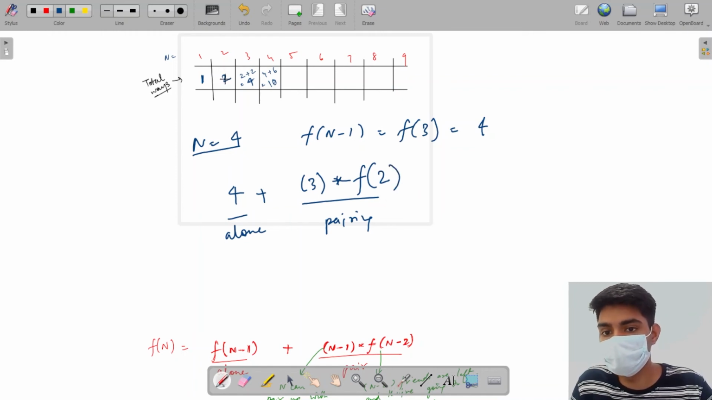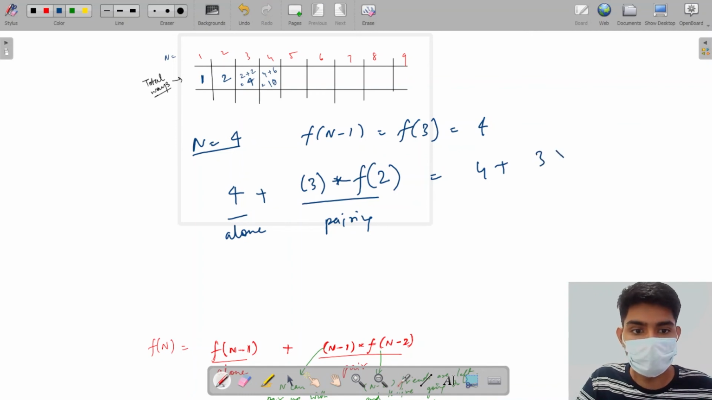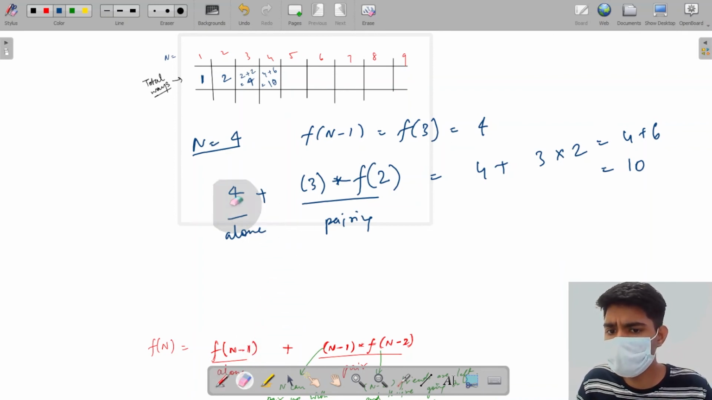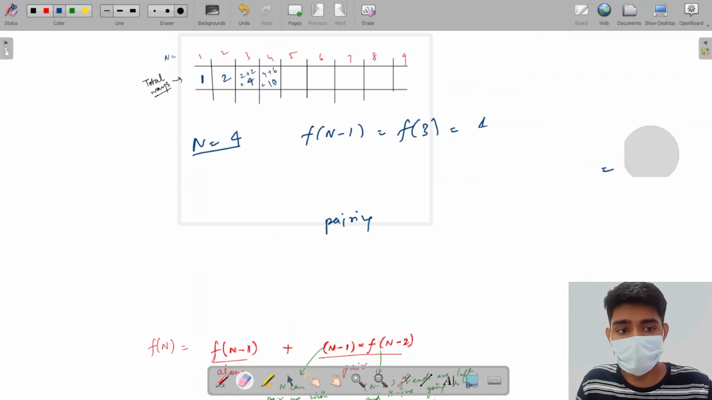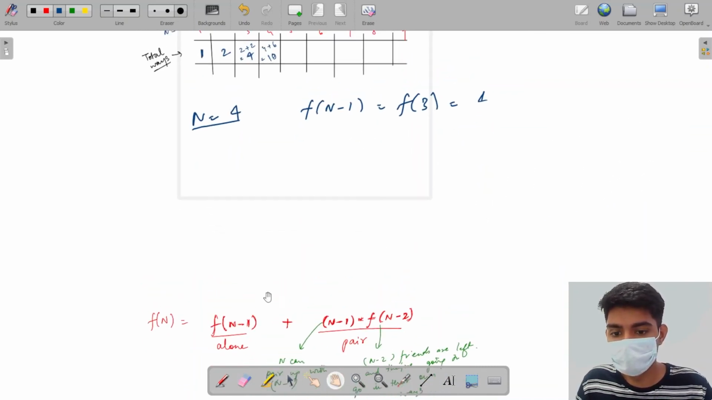What is function of 2? Function of 2 is 2, right? So my answer would be 4 plus 3 times 2, which is 4 plus 6, which is 10. So my answer is 10. And we are getting the same answer as when we found it the brute force way. Okay, so I hope you understand this question and what the formula actually means here.